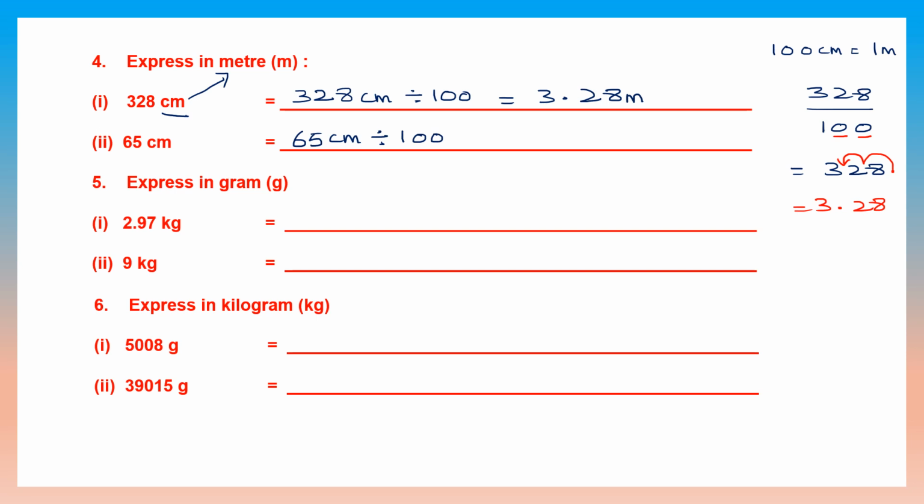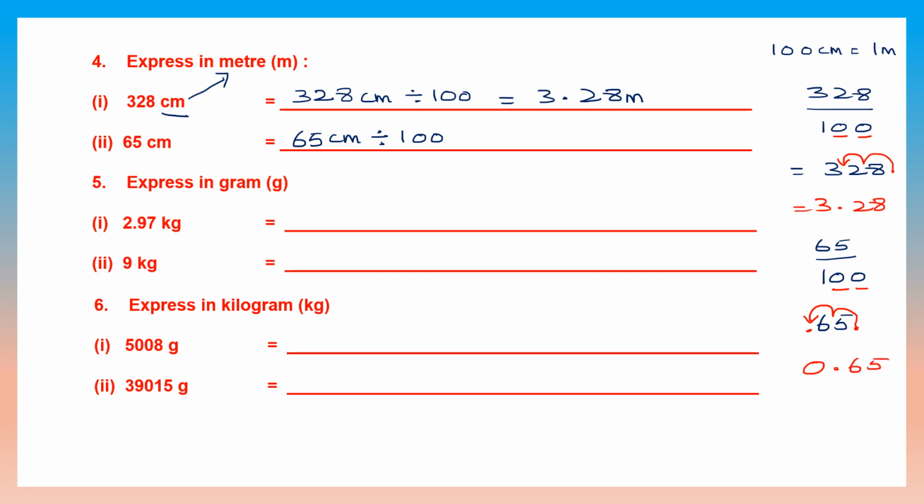So let's do that. 65 divided by 100. Write 65 as a whole number. The point is after the number. Now there are two zeros, 2 places to the left. The point will move and come here. So what do we get?